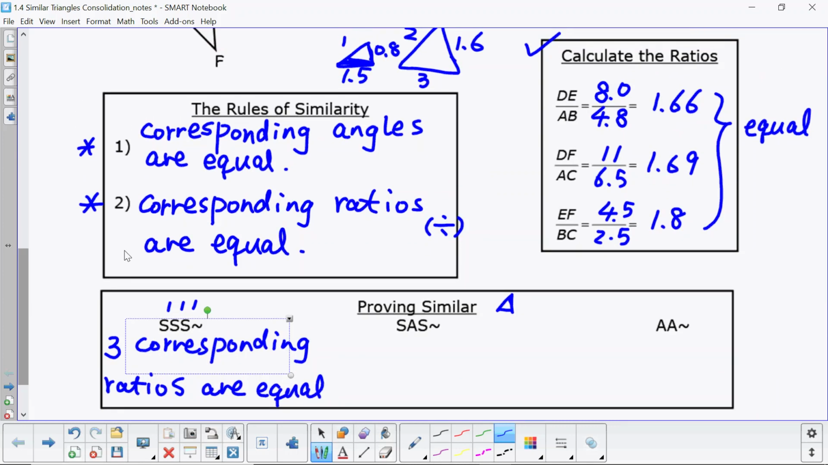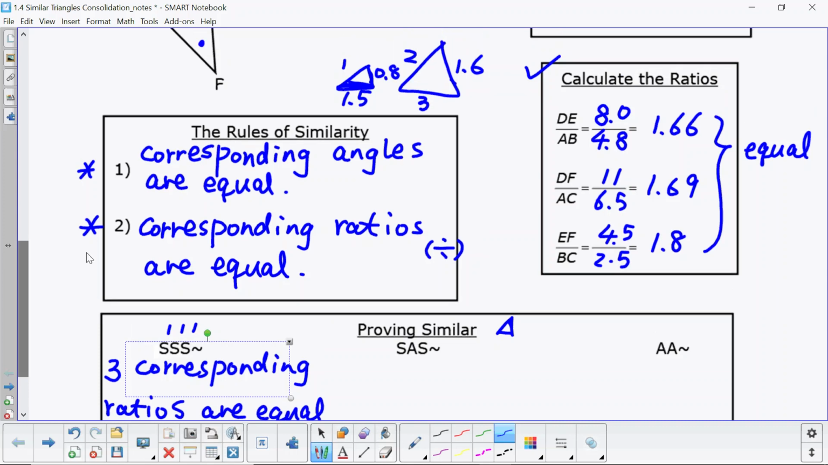Just like I give you one example. This divided by this side is 2, this divided by this is 2, this divided by this is 2. So we know this one is enlarged by 2. So they have the same shape.